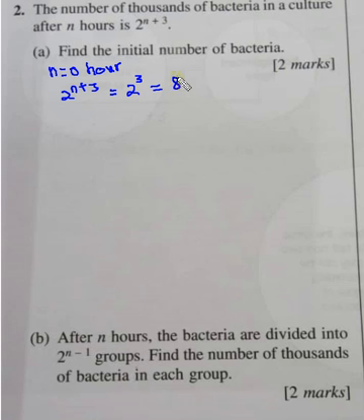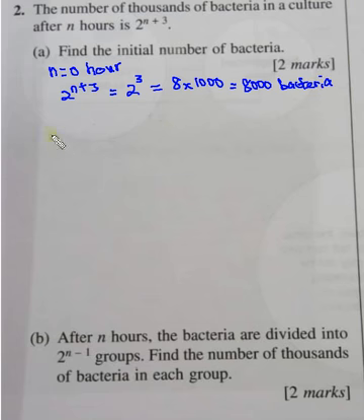Remember, this 8 means there are 8,000 of them. So the initial number is 8 times 1,000. This represents the number of 1,000s. So there are 8 thousands, so it's actually 8,000 bacteria.